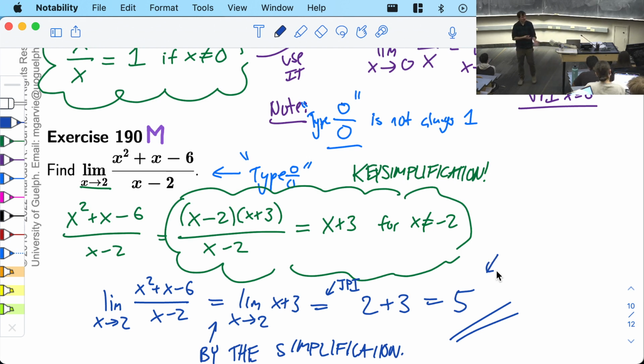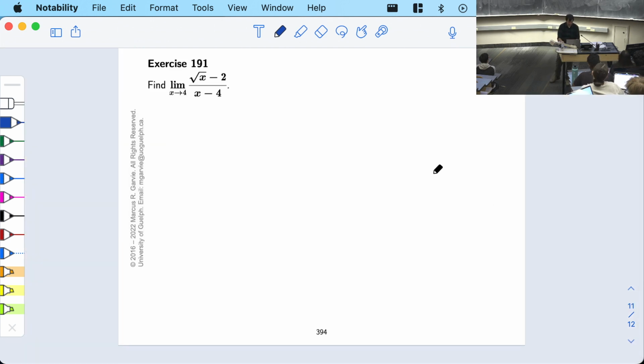It can happen that it doesn't exist or is infinity. When you see 0 over 0, it just means be ready to do something. Be ready to simplify. And that's what's happening in this problem, which, by the way, is the next problem here. Exercise 191 on page 395, 94.